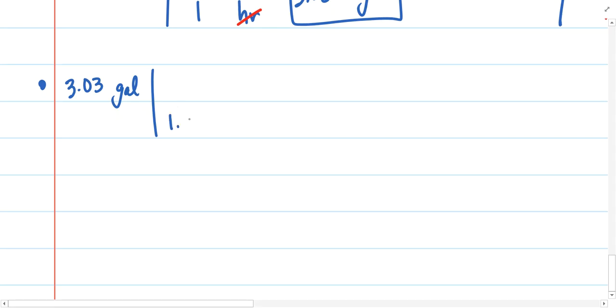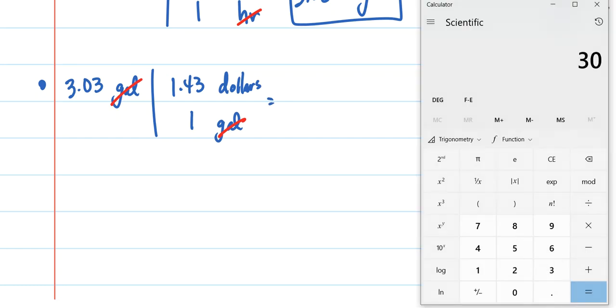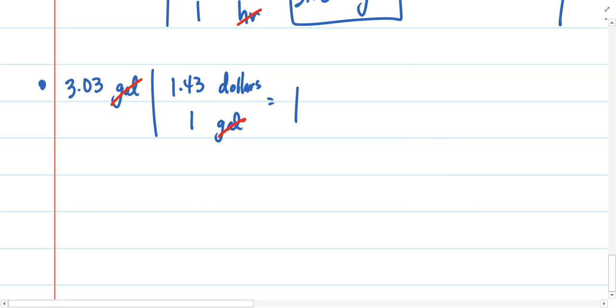Gasoline at my local gas station is $1.43 per gallon. $1.43 per one gallon. So organized this way, I get the gallons units to cancel, and 3.03 times $1.43. It would cost me $4.33 to cut the grass using that old lawnmower today.